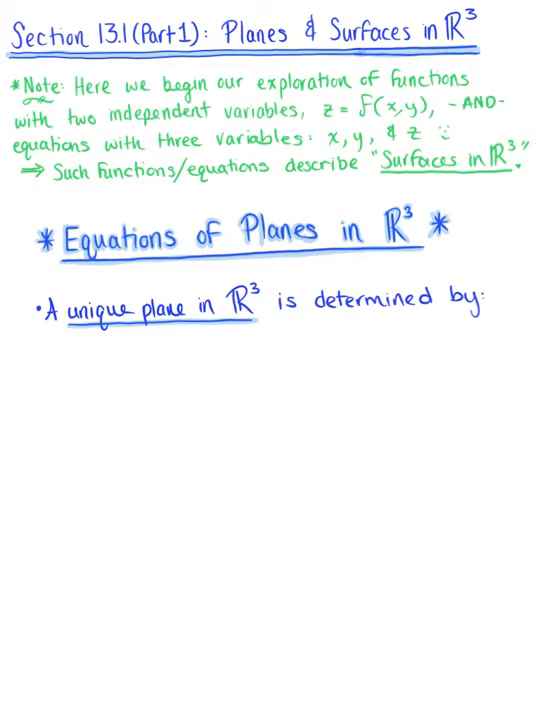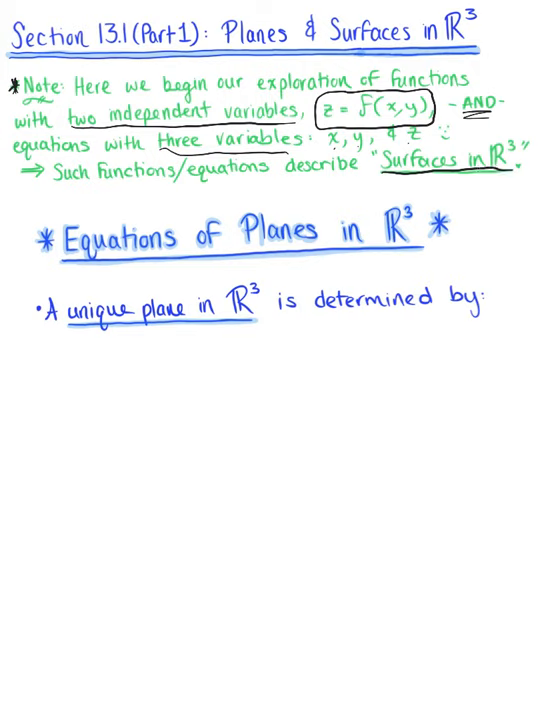Now here, this is where we begin our exploration of functions of 2 independent variables, so functions of the form z is equal to f of x, y. And we're also going to be looking at equations with 3 variables, x, y, and z. Now, functions and equations of this form are described as surfaces in 3 dimensions.